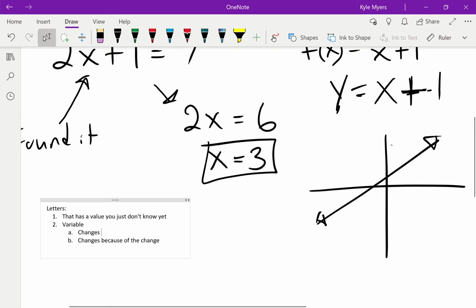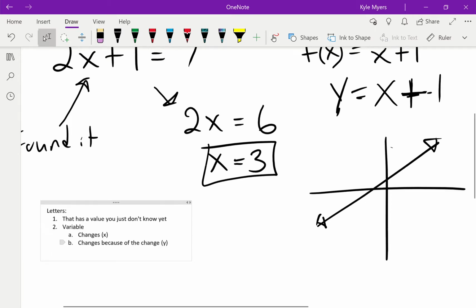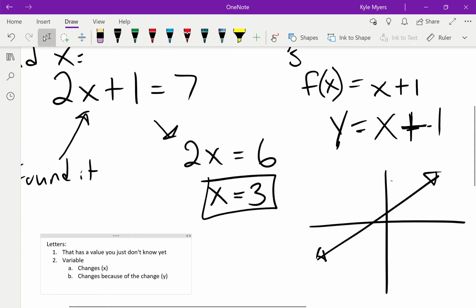Basically, this is usually the x, the independent variable, and then the other changes because of the change that I made. If I make a change in x, it results in a change in the y. So those kinds of letters don't equal just one thing, not like a regular equation does. 2x plus 1 equals 7. X just equals one thing. Here, x and y could equal, well, anything. There's really no limit.